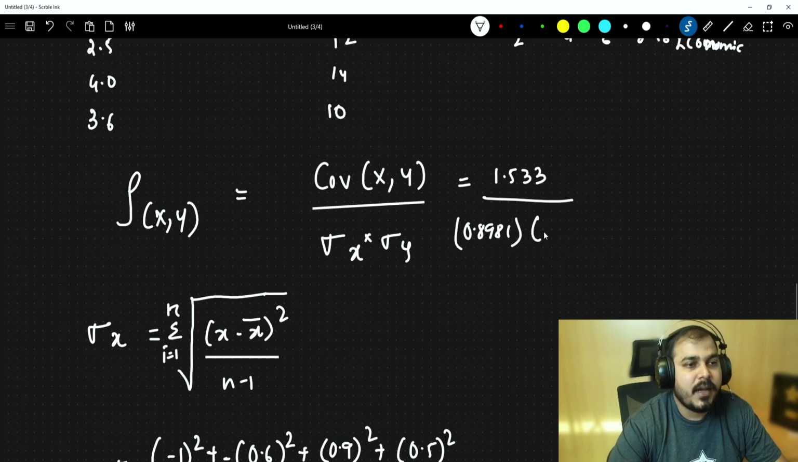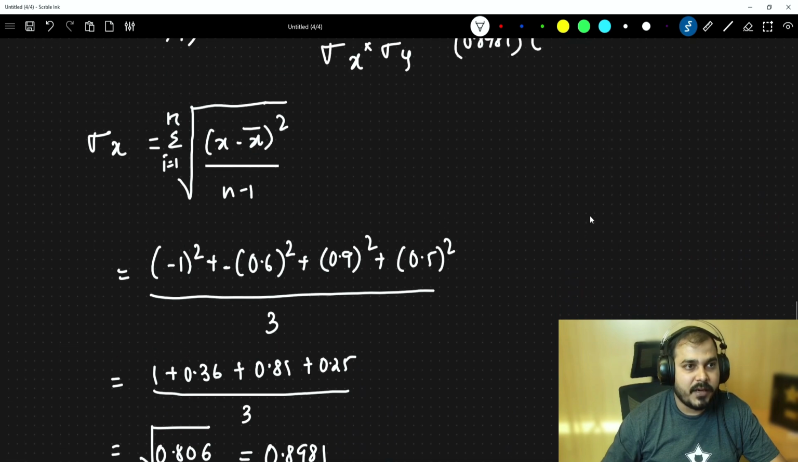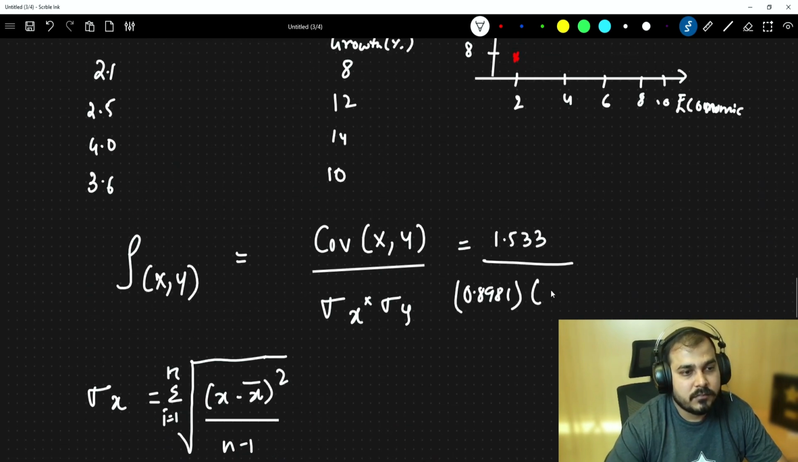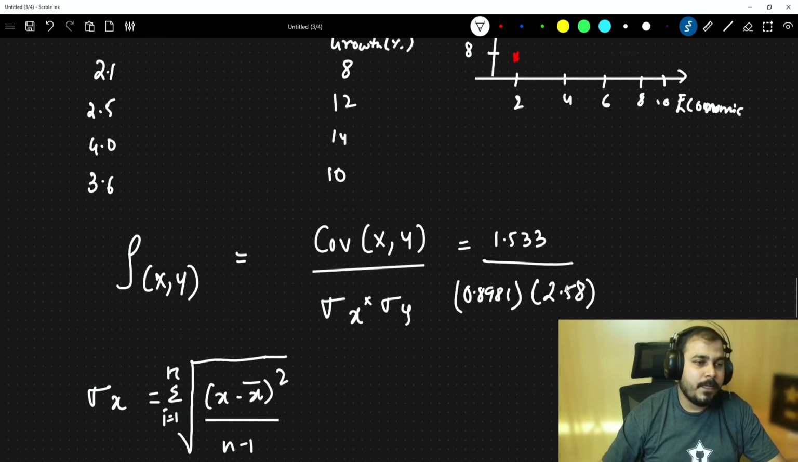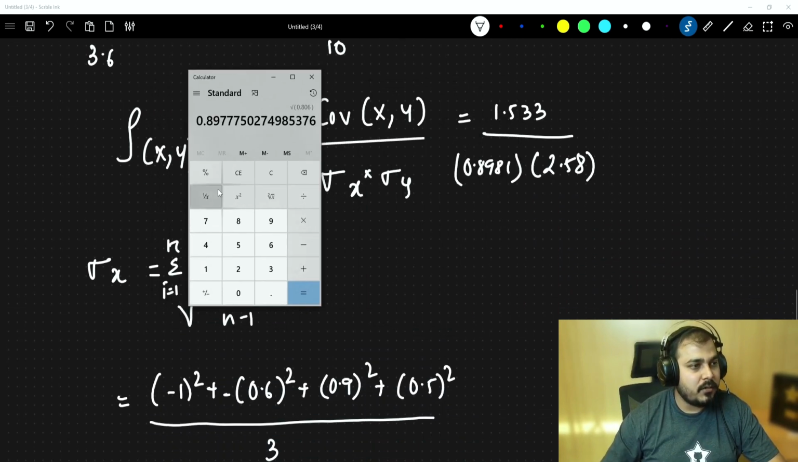0.8981 multiplied by the standard deviation of y, which is nothing but 2.58. So that's it. Okay, now let's go ahead and do the calculation. This is 1.533 divided by, first of all, let me multiply this, 0.8981 multiplied by 2.58. So I'm getting 2.317.